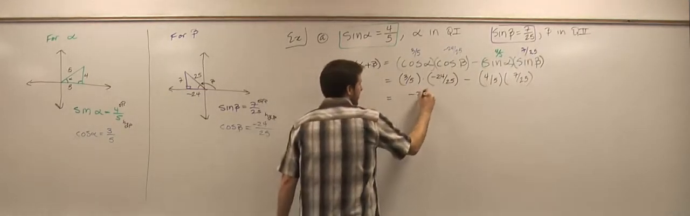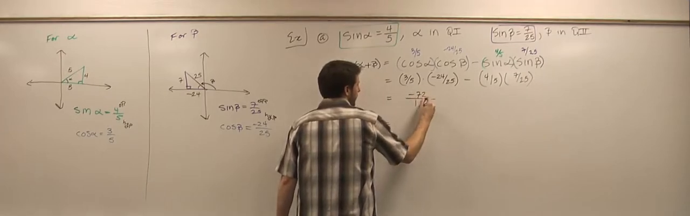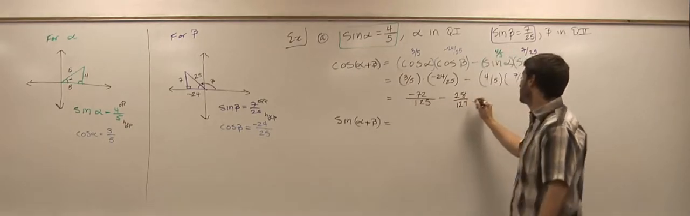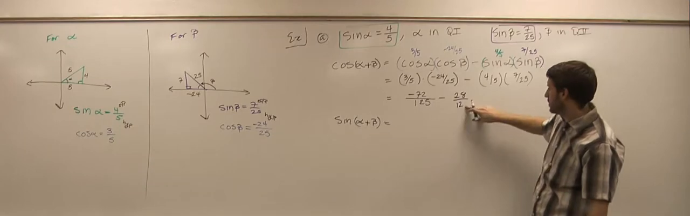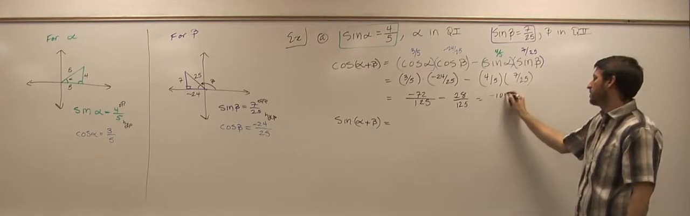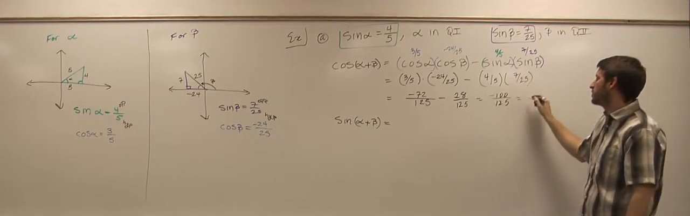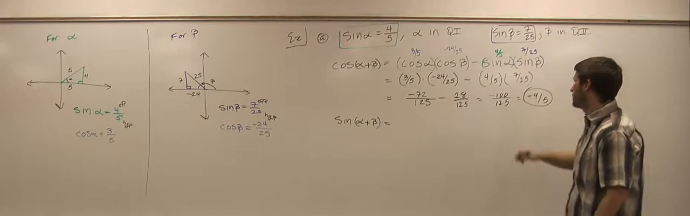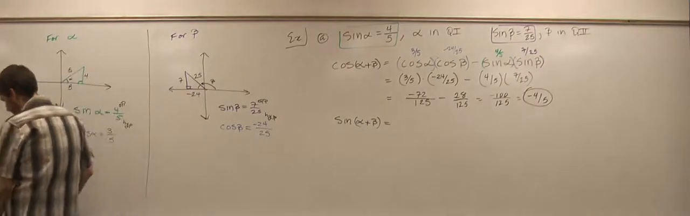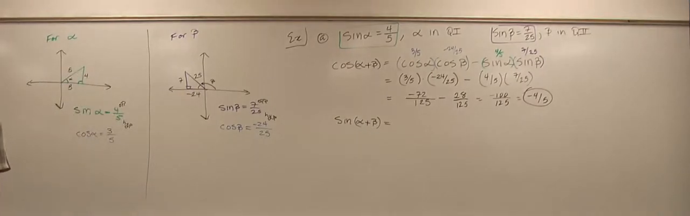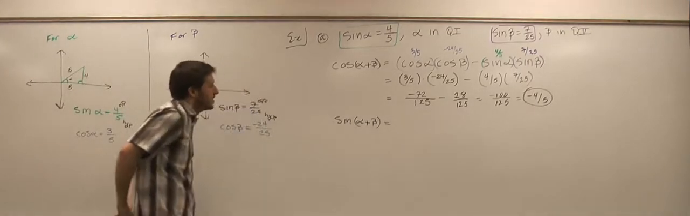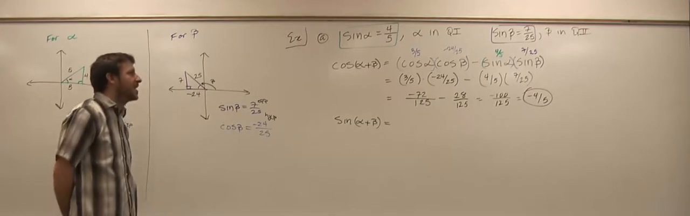See, this looks like negative 72 over 125 minus 28 over 125. So negative 100 over 125. So if you reduce, 4/5. Oh my God, that was a lot of work. So cosine alpha plus beta is equal to negative 4/5.